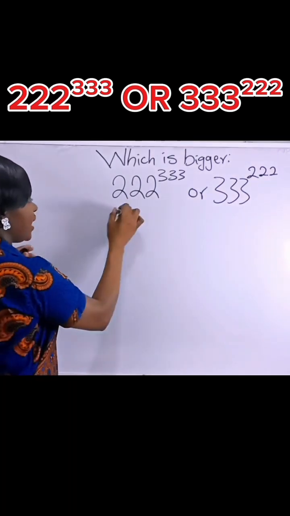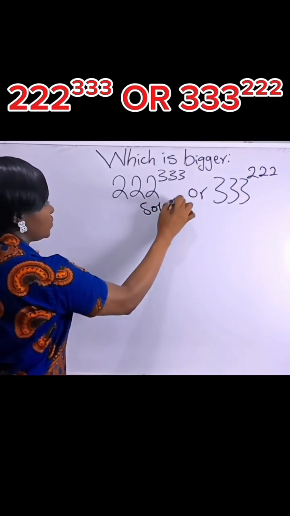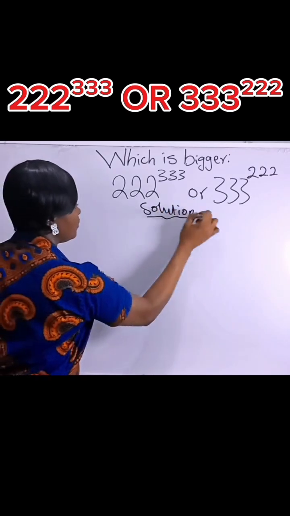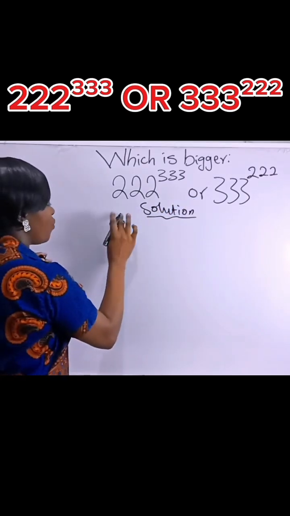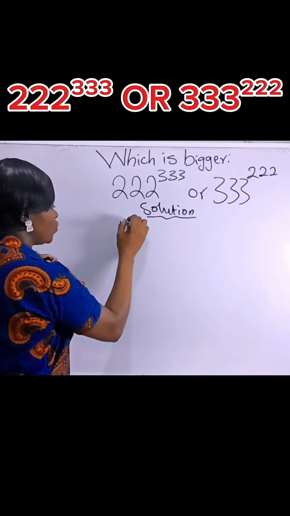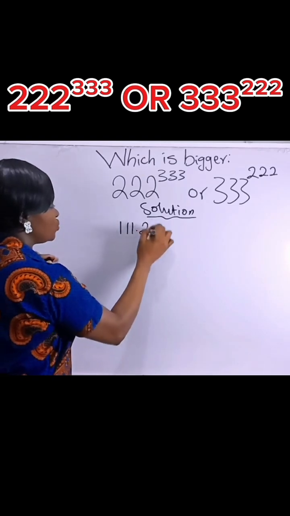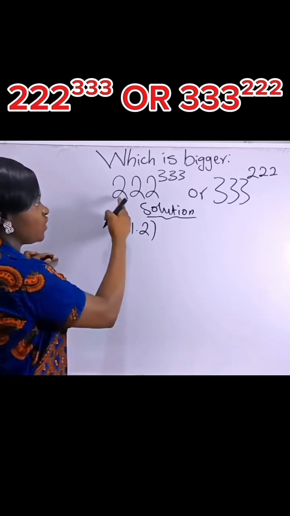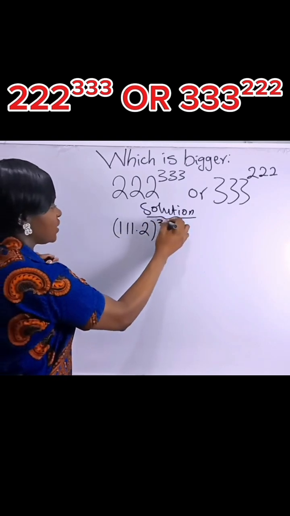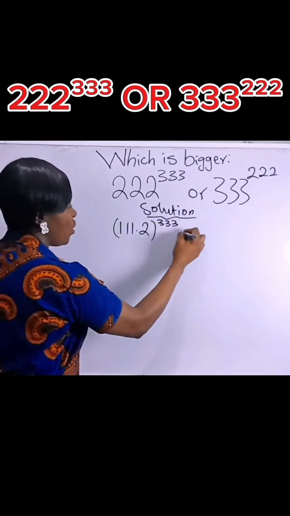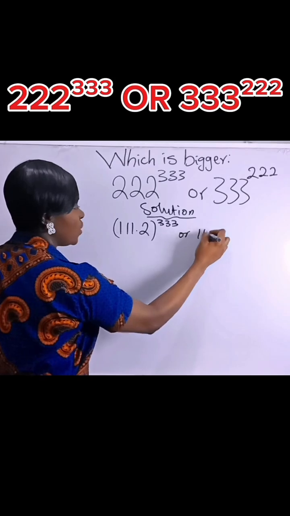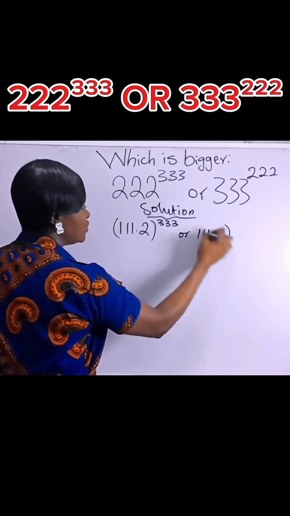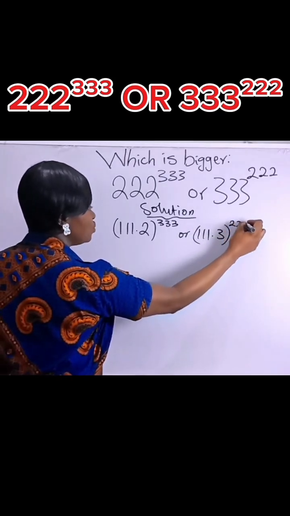Let's first of all start with the solution. We can write this as 111 times 2, okay, 2 times 111 will give us 2 to the power of 333. Then for this one we write 111 times 3 to the power of 2.